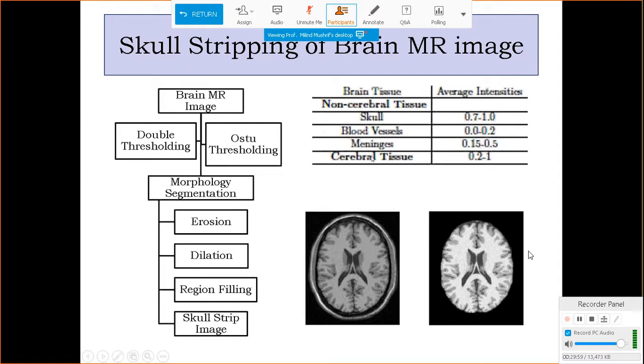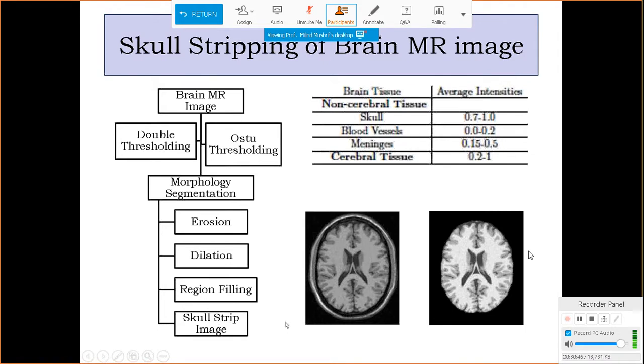But we don't get very clean segmentation as such. So some morphological operations are required. The morphological operations used are erosion, dilation, and region filling. Erosion is basically a thinning process. Dilation is a thickening process. Erosion is followed by dilation, and after this erosion and dilation, there are some holes remaining within the segmented area. So region filling is used to fill these holes, and after these morphological operations, we get the resultant image, which is a skull stripped image.